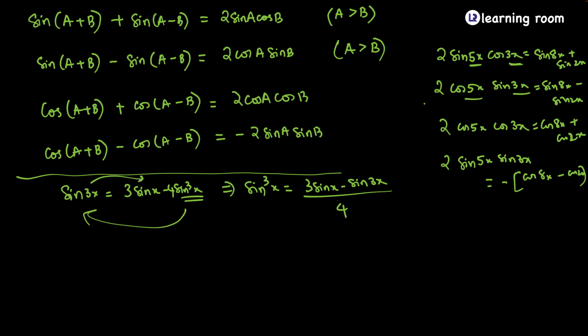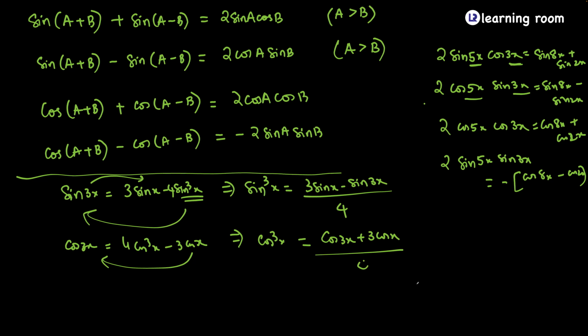In a similar way, what is going to be the formula for cos 3x? 4 cos cube x minus 3 cos x. So if there is an integral of cos cube x asked in a problem, cos cube x will be equal to, this will go to the other side, cos 3x plus 3 cos x, the whole divided by 4. That's it. So 3 cos x plus cos 3x, the whole divided by 4. Am I clear with this? Right. So did you understand the logic?